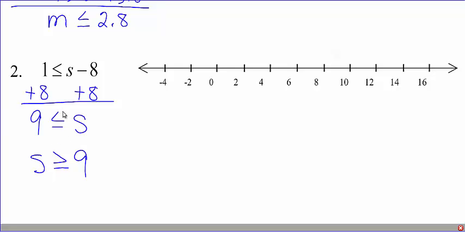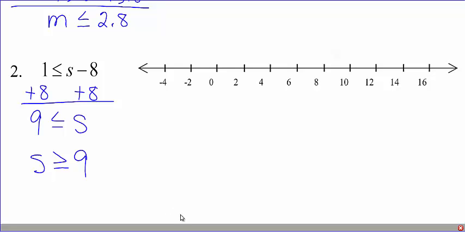Note that the larger side of the inequality is pointing at the s, so the larger side of the inequality has to continue pointing at the s. And the smaller end of the inequality is pointing towards the 9. So when I flip it, the smaller end of the inequality should be pointing towards the 9. So s greater than or equal to 9 is our final solution.